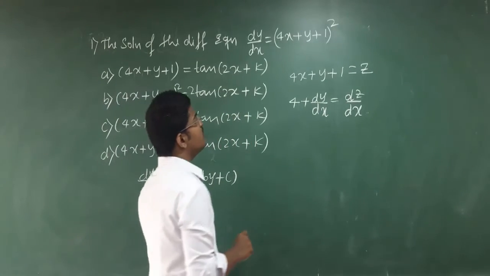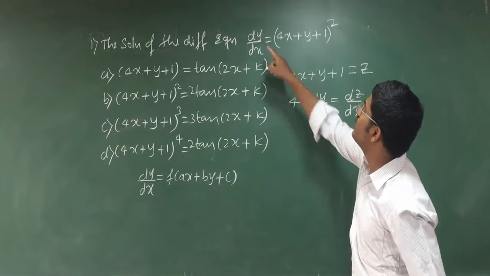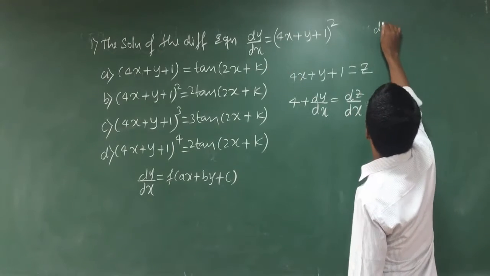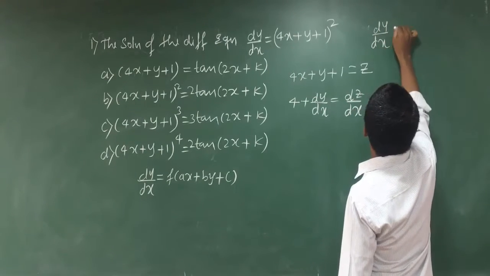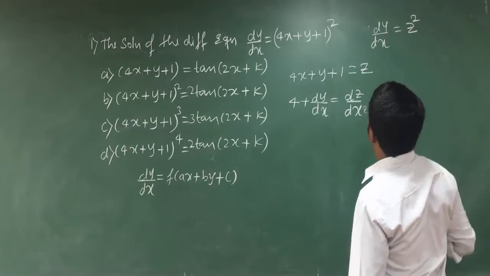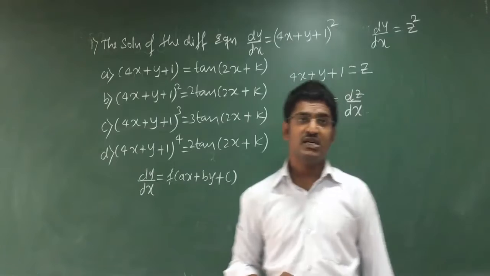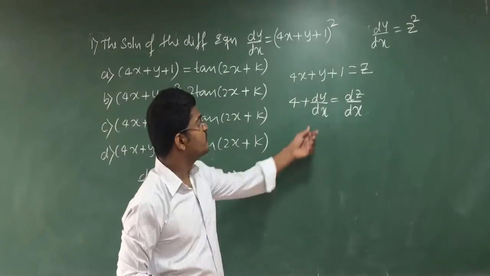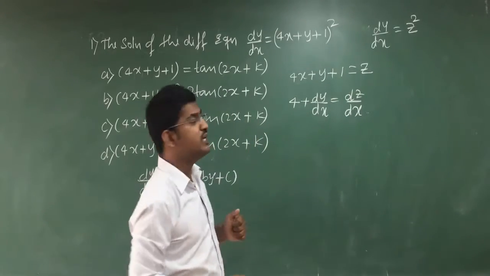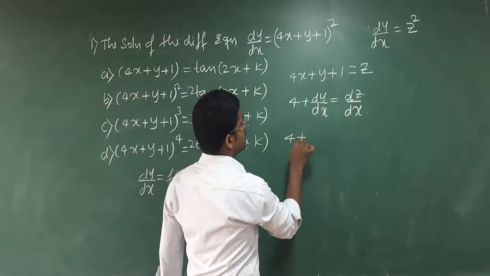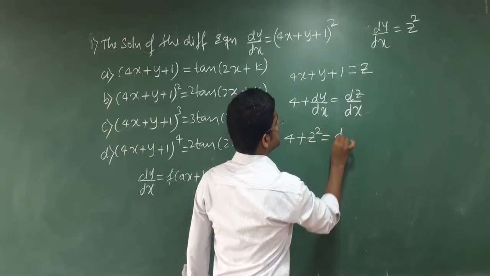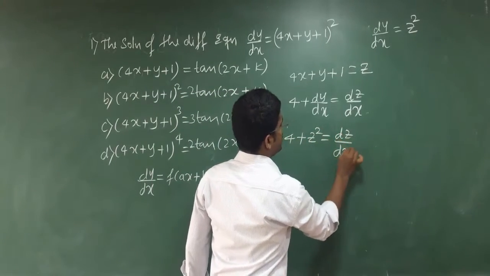Now this is equal to what? dy by dx is equal to what? dy by dx will be equal to z square. So in the place of dy by dx, what are you going to write? You are going to write z square, that is equal to dz by dx.